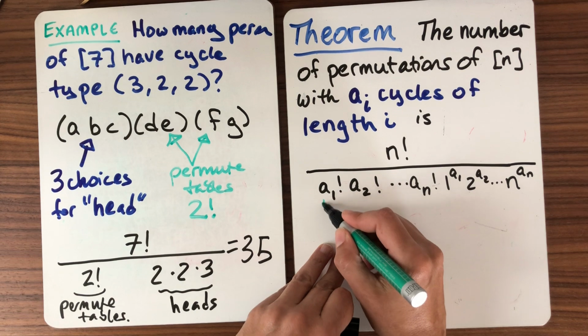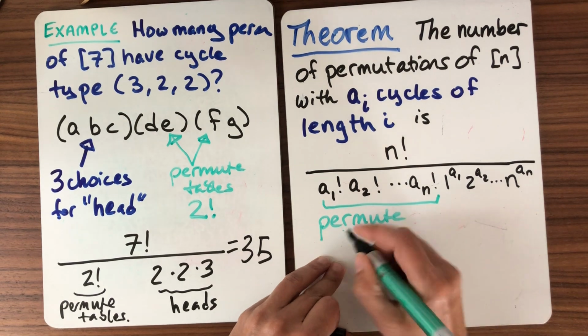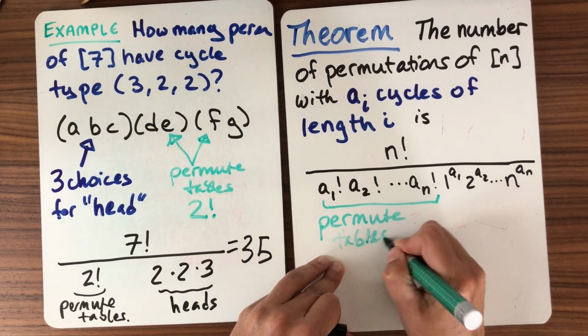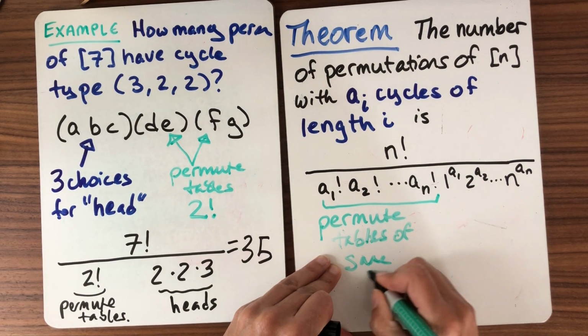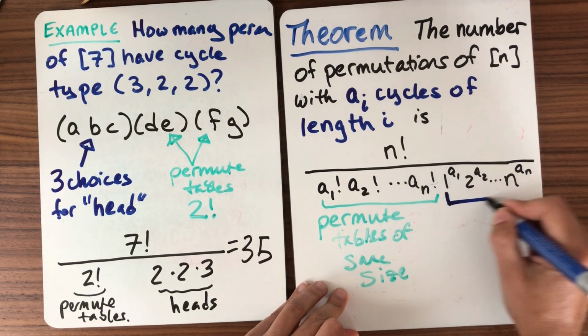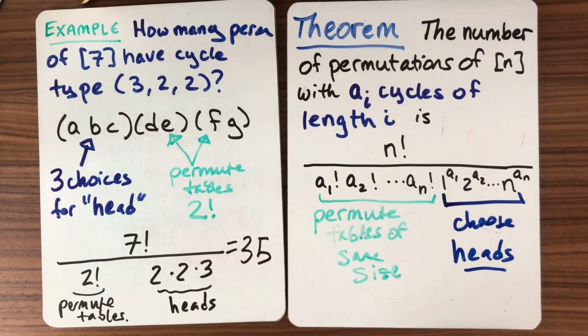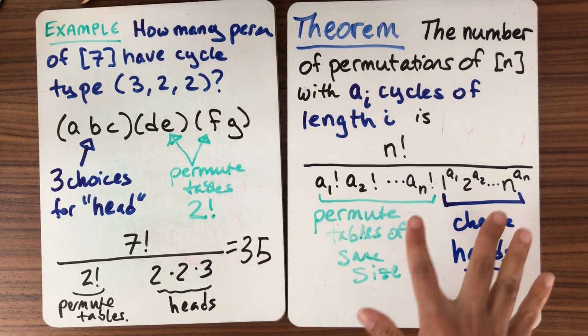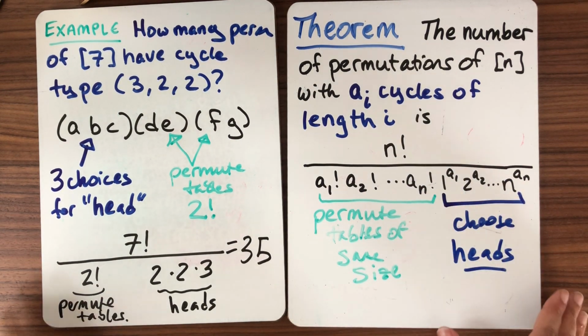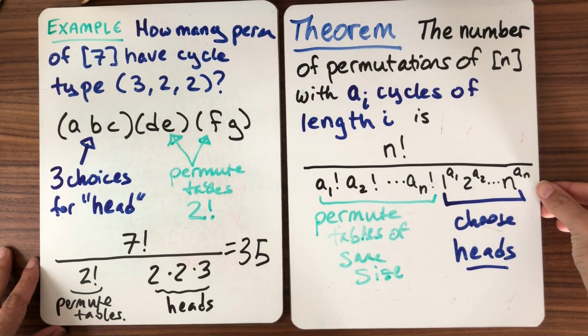Now again, I'll emphasize here, what are we doing? This is going to be permute tables of the same size. That's what we were doing over here. And now what are we doing here? This is choose the heads of all the tables. So this is what we're overcounting by. So we take the total number of permutations and divide out by what we're overcounting by when we're considering the cycle structure of a permutation. This is an important number in combinatorics that comes up all the time, and it's important to remember.